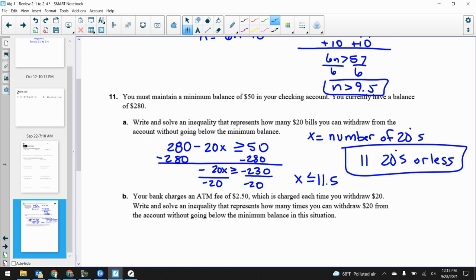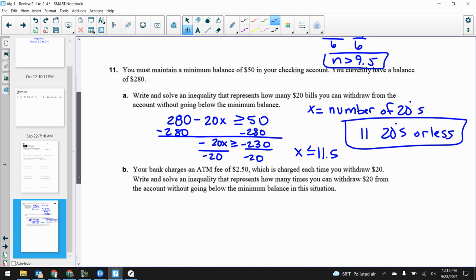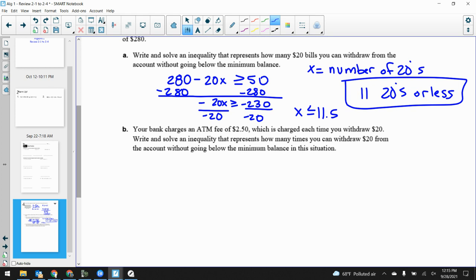Now, part B, I don't love the wording again. I don't love the wording here. Your bank charges an ATM fee of $2.50, which is charged each time you withdraw $20. Write and solve an inequality that represents how many times you can withdraw $20 from the account without going below the minimum balance in this situation.